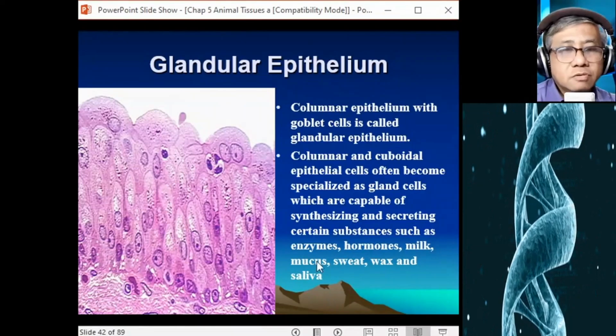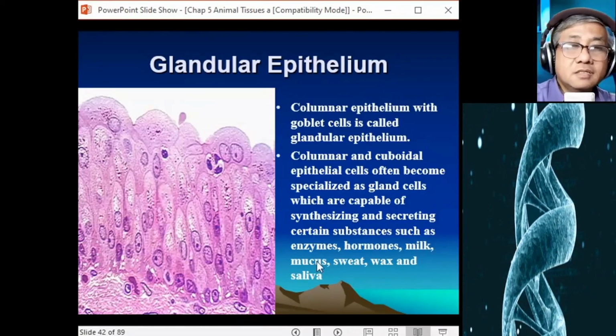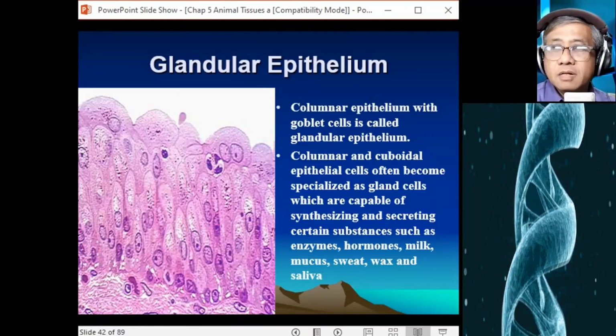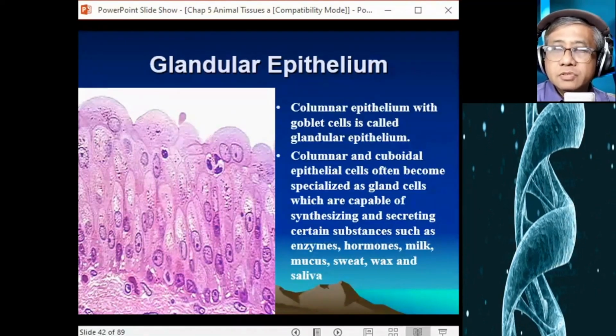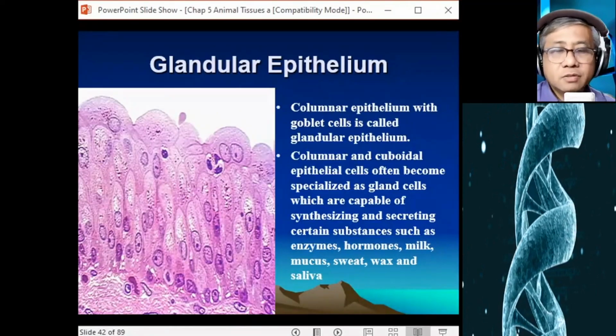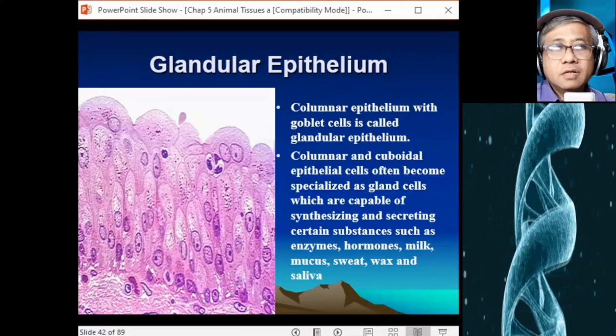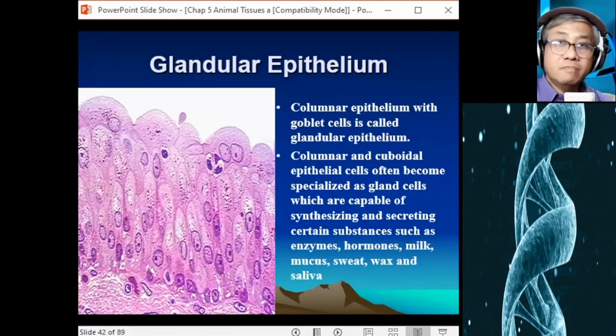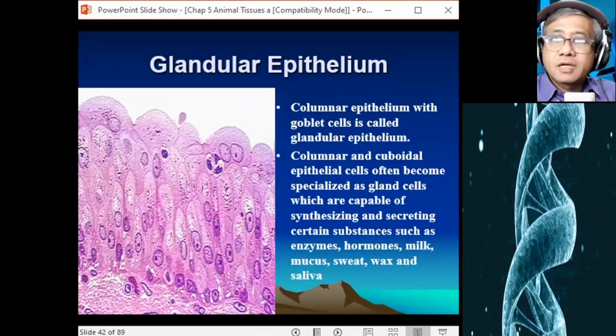Okay, mucus, ito rin sa stomach, meron din yan, may mga glandular epithelia in the stomach that produce a layer of mucus. Okay, yung mucus layer na yan sa stomach is important to protect the lining of the stomach from the acidity. Okay, kasi di ba ang stomach produces hydrochloric acid.